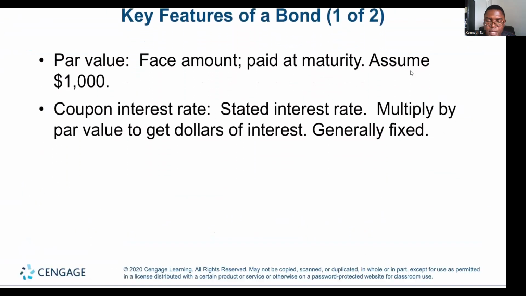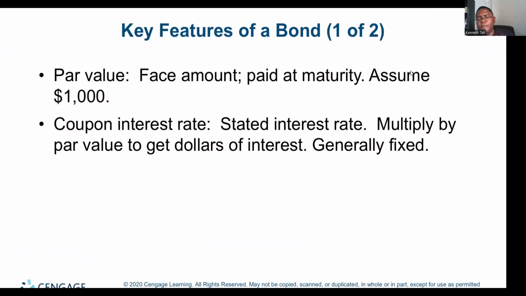So what are some of the key features of a bond? Some of the terms that we need to know as far as a bond is concerned. Number one, we have what we call the par value. The par value is basically the face value, or the amount that is paid at maturity, usually assumed to be $1,000. So it's the face value.